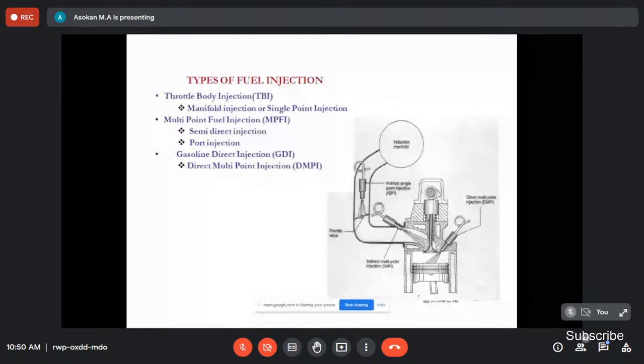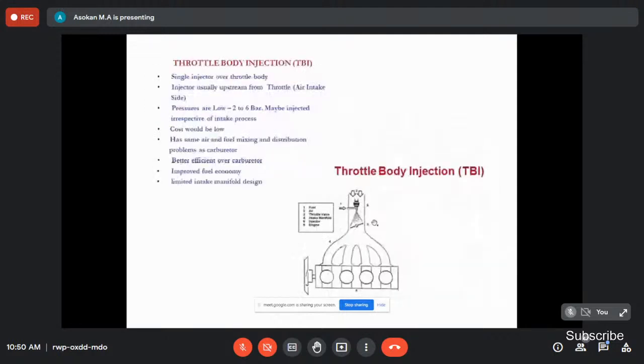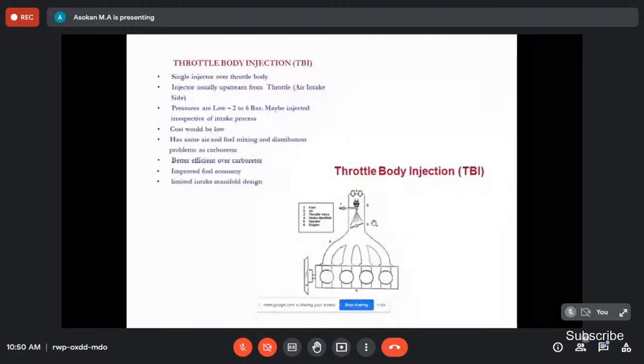So what is a throttle body injection? See, there is the induction manifold where one injector is mounted on the throttle body, just above the throttle valve. This injector injects the fuel, gasoline. The air is coming from the outside, the air mixing takes place before the throttle valve, then the mixture enters the cylinder. It's similar to the carbureted system. I can show you another diagram. See this one, the throttle body injection system.